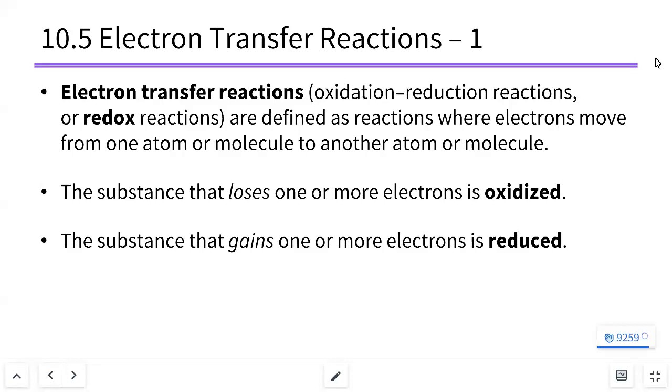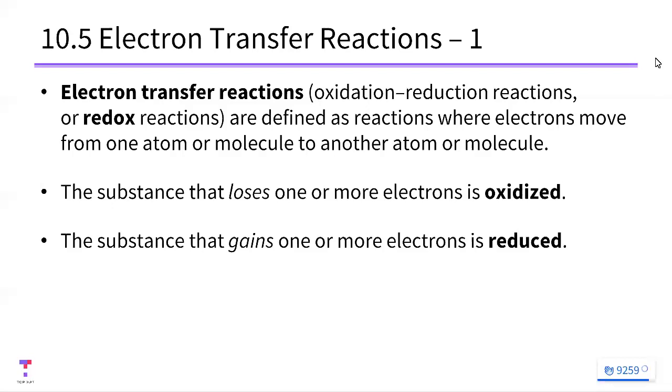Now, there are two processes that take place here. One of them is something called oxidation. Oxidation is a process by which something loses electrons. We call that element that loses the electrons oxidized. In this process, we also have something called reduction. Reduction is the process by which something gains electrons. The element that gains electrons we call reduced. So I've got this interplay happening inside of a chemical reaction where one element is giving electrons to another element.